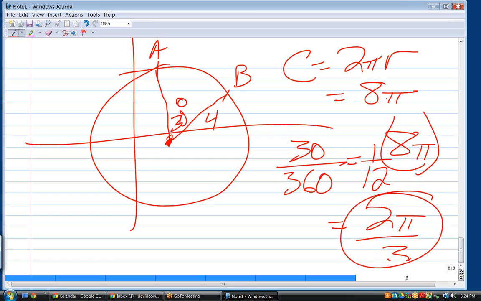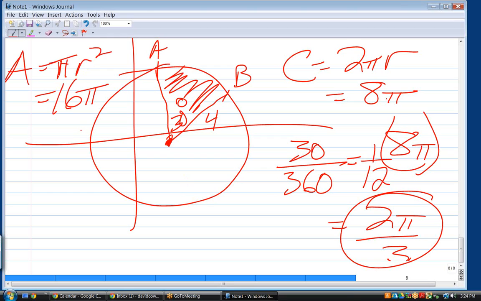Okay. Similarly, if we wanted the area, same kind of problem. The area is pi r squared. Well, that would be 16 pi. And we're dealing with 1/12 of the area. So the area is going to be 1/12 of 16 pi, or 4/3 pi. Okay. So area and arc length of sectors is very similar. You figure out what the whole circle is, and you take whatever percentage it is.